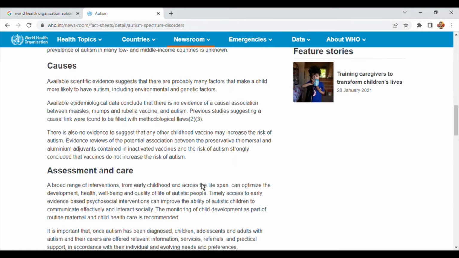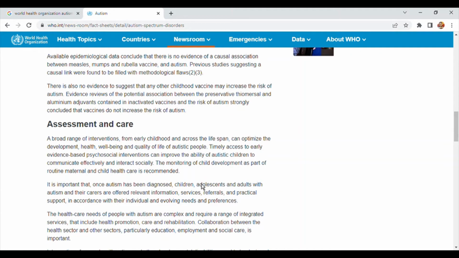The monitoring of child development as a part of routine maternal and child health care is recommended. It is also important that once autism has been diagnosed, children, adolescents, and adults with autism and their carers are offered relevant information, services, referrals, and practical support in accordance with their individual and evolving needs and preferences.